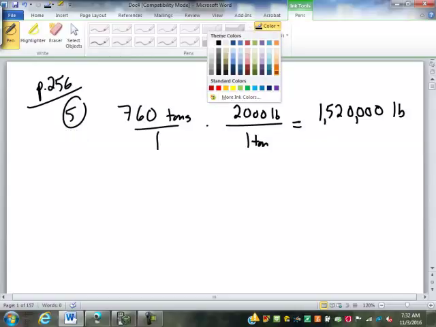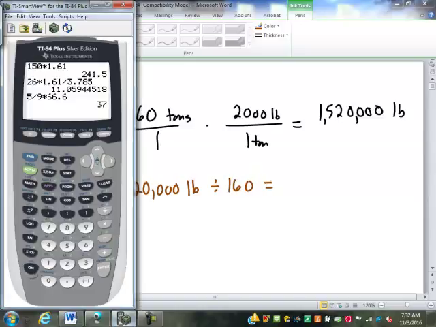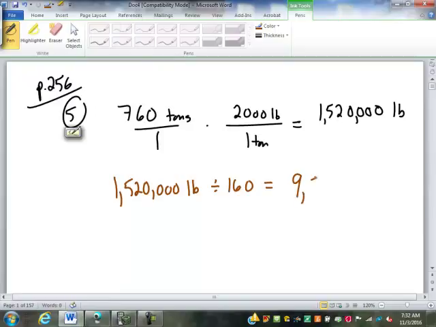Now to get pounds per square inch, you're just taking 1,520,000 pounds divided by your square inches of 160. So 9,500 pounds per square inch, PSI.